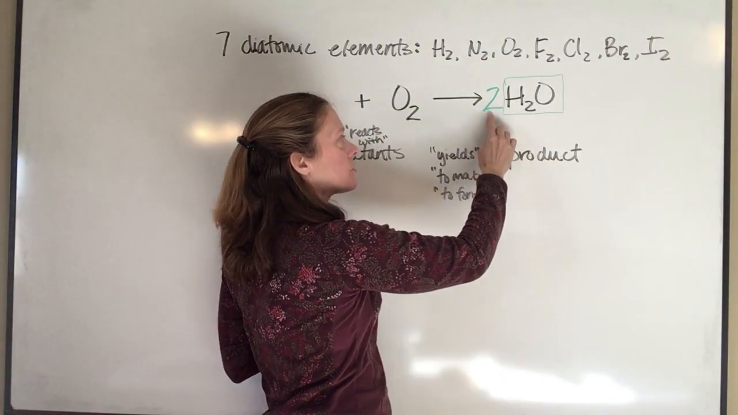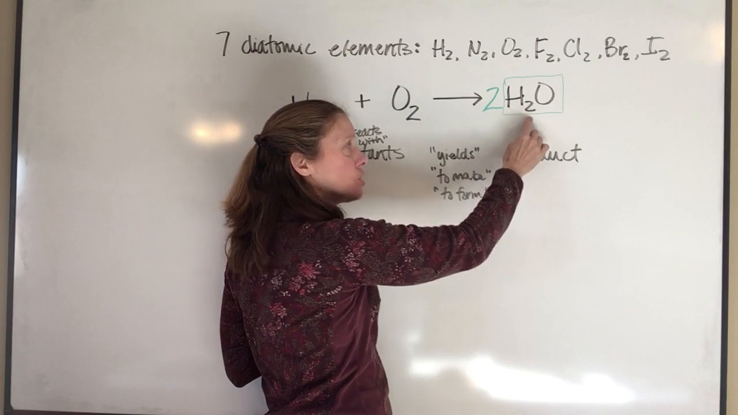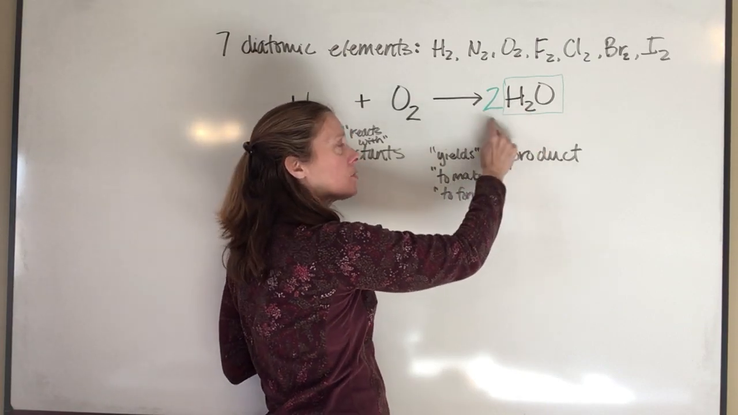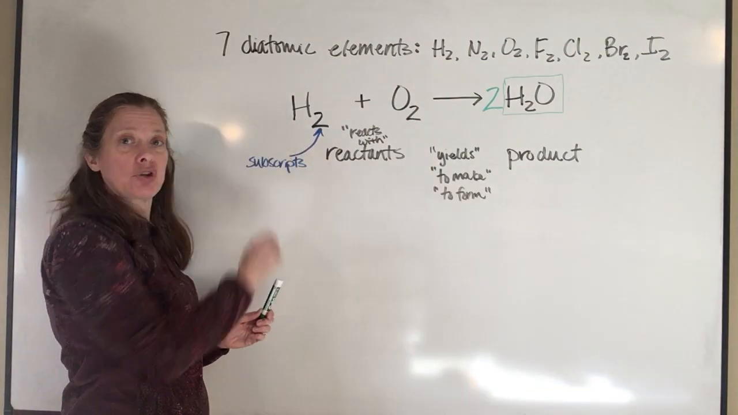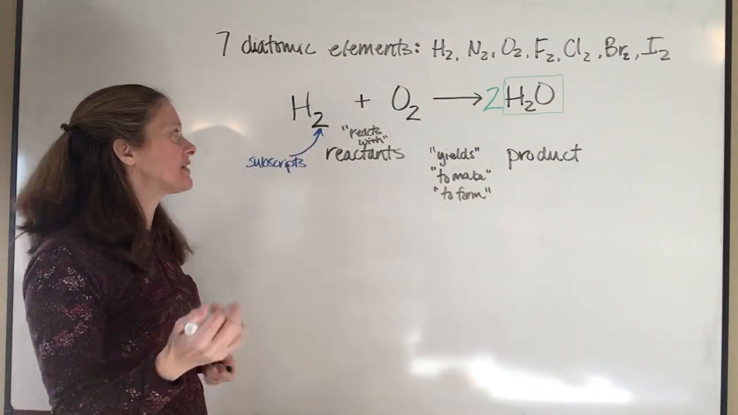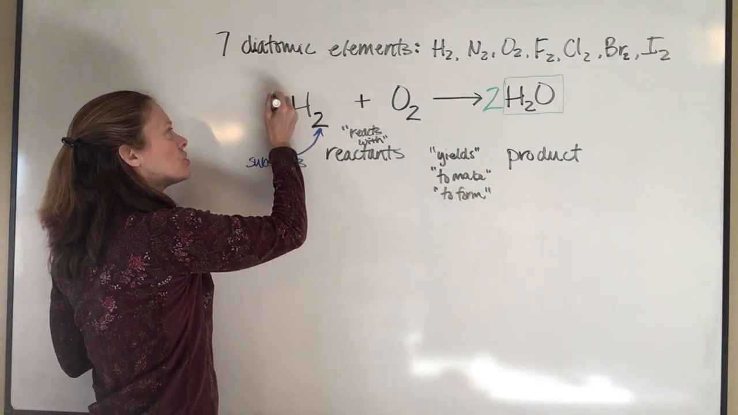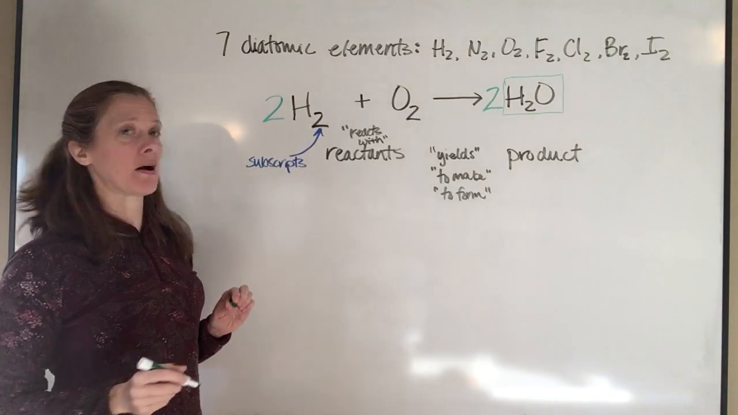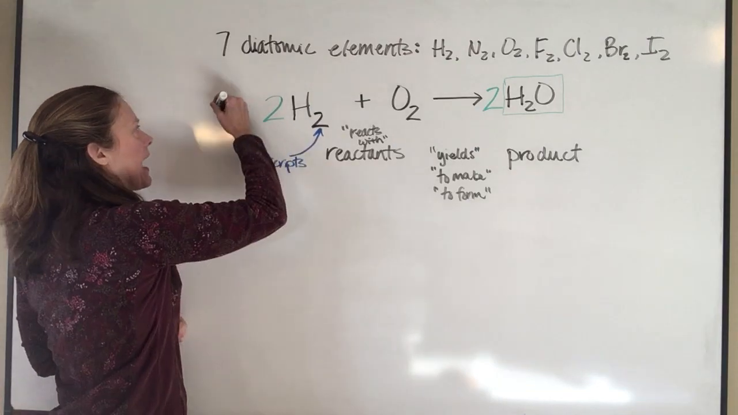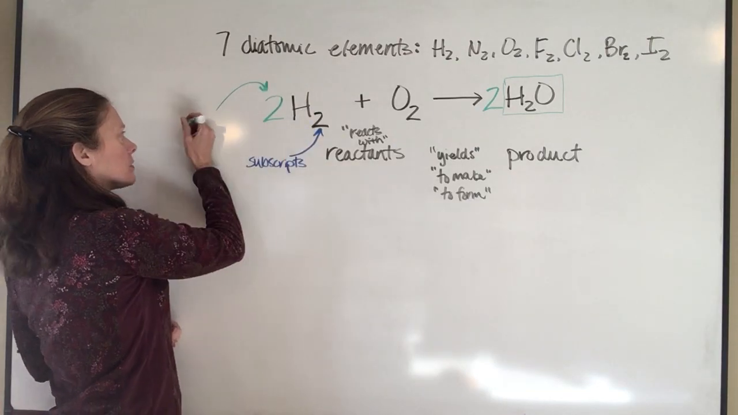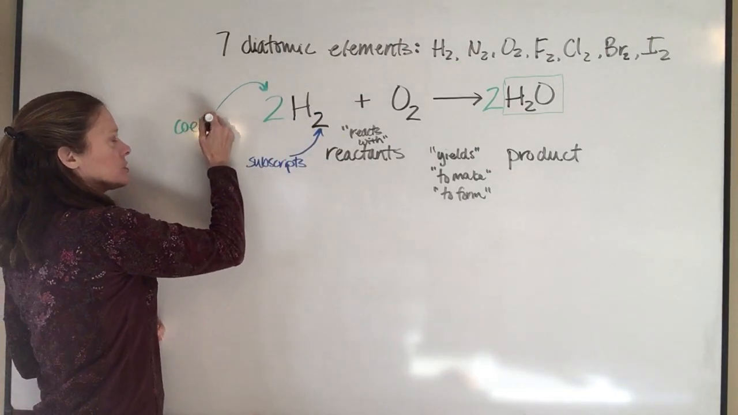But now I also have 2 H2s, and so that means I have a total of 4 hydrogens, and now I only have 2 over here. So in order to make that balance, I'm going to have to put a 2 in front of the hydrogen over here. These numbers that I'm adding in front of my formulas are called coefficients.